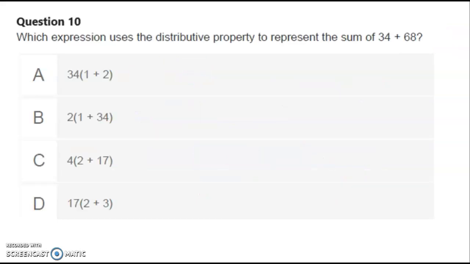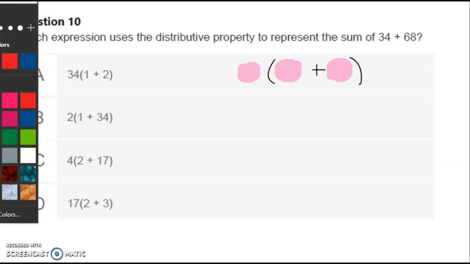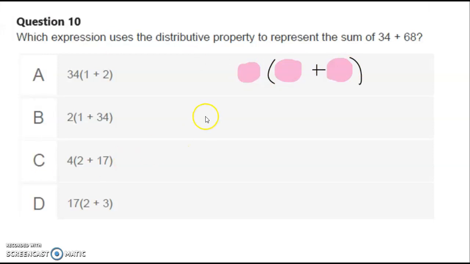Okay, let's do number 10. This one's pretty easy. Oh, no, it's the same. We're doing the same thing. Sorry. Same thing. 38 plus 68. I need to make this look like this. So we need to fill in these spots. So on the outside, I know goes the GCF. So first I have to find the GCF. So let's do that. Let's do a red color.